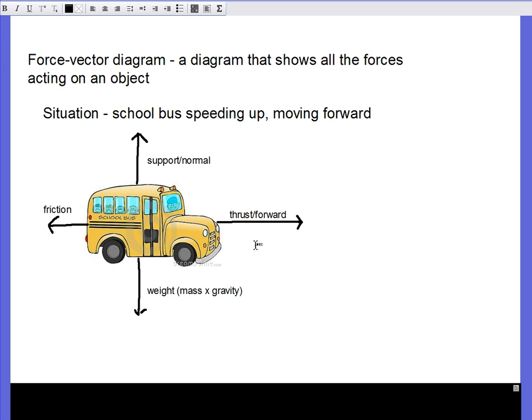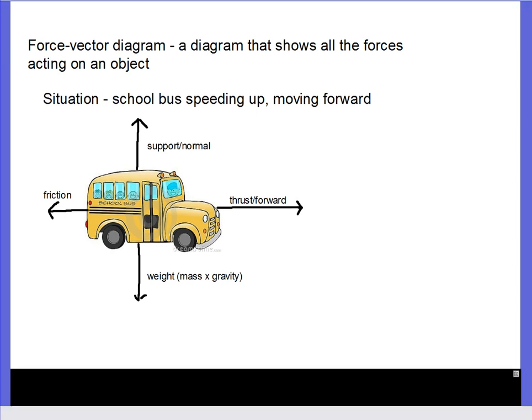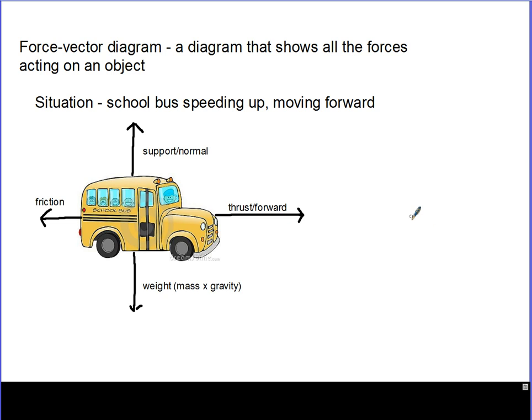Now, in fact, in physics, we don't care so much about the object. So while it's nice to have a cute little school bus, you can also simply have a dot and then have your vectors radiating out of that dot. So this would show the same situation of the school bus going forward. It doesn't matter if it's a school bus or an ant or a piece of salami thrown across the lunchroom. It's the same thing.